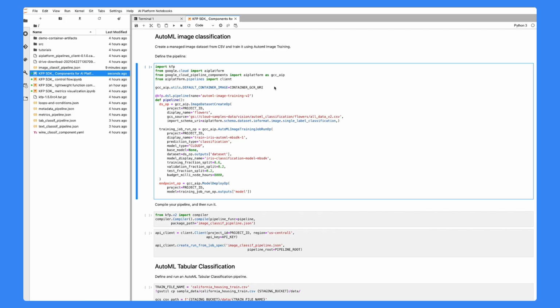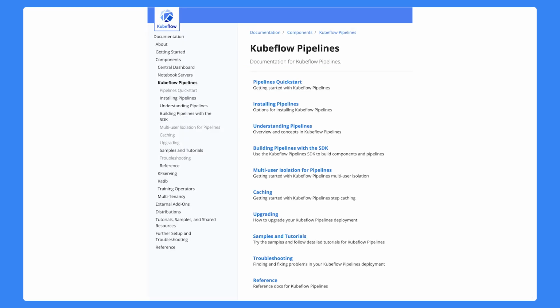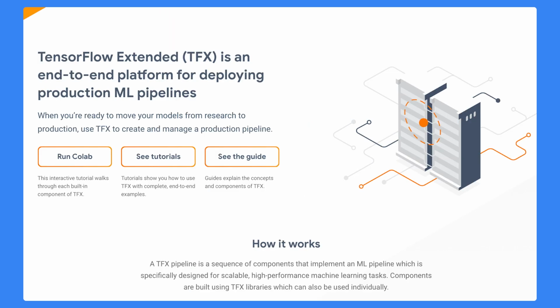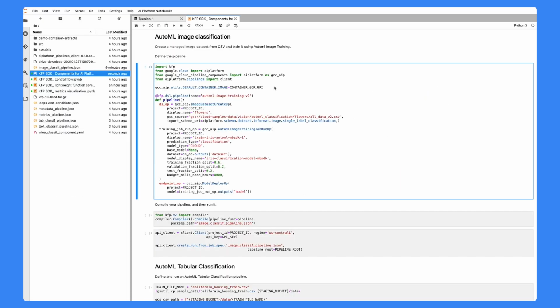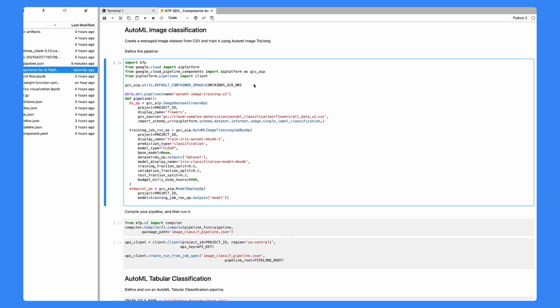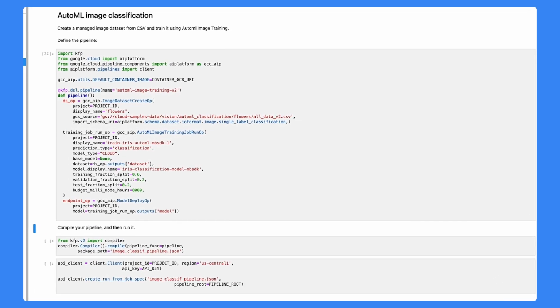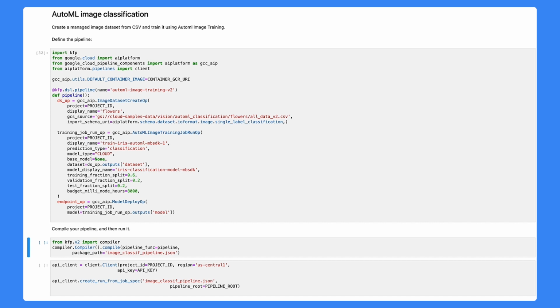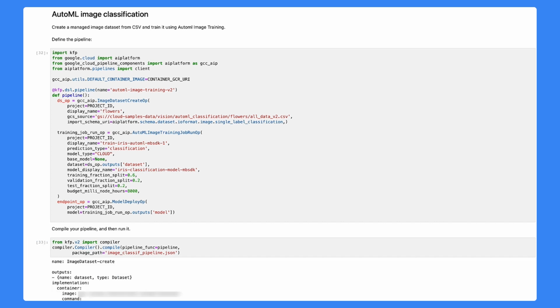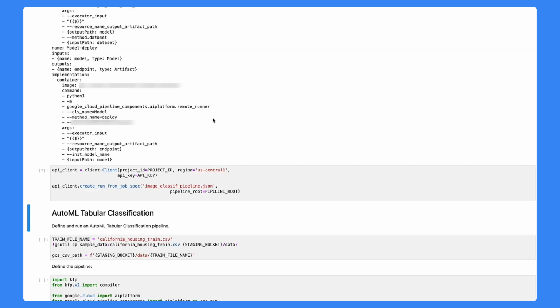Let's take a quick look at how these pipelines are defined. Vertex Pipelines supports two easy-to-use Python SDKs, KFP and TFX. Pipelines are built using reusable components, and many pre-built components exist, including those for Vertex AI services. Here, we're building an AutoML image classification workflow. We'll just compile this pipeline and run it right from the notebook, like this.